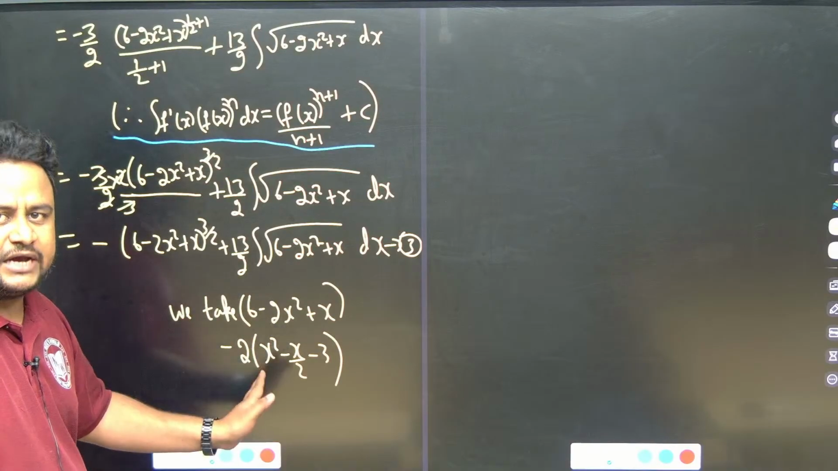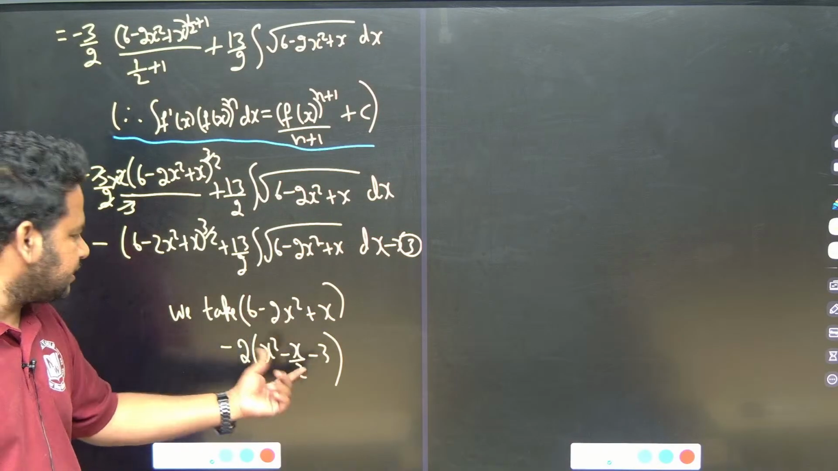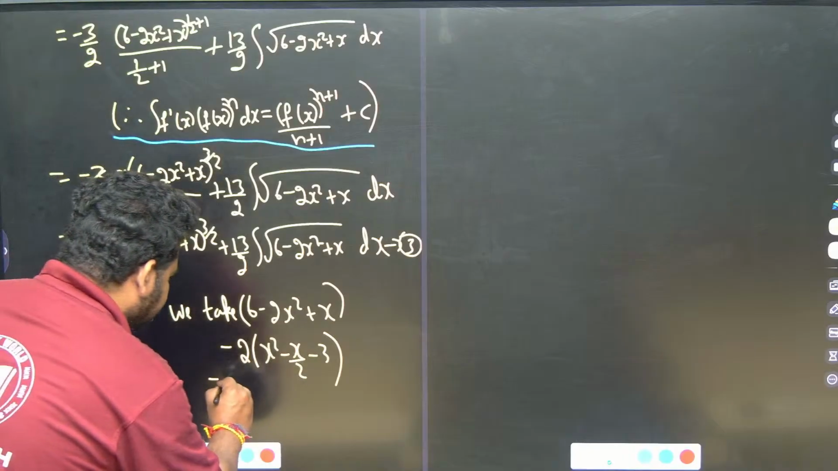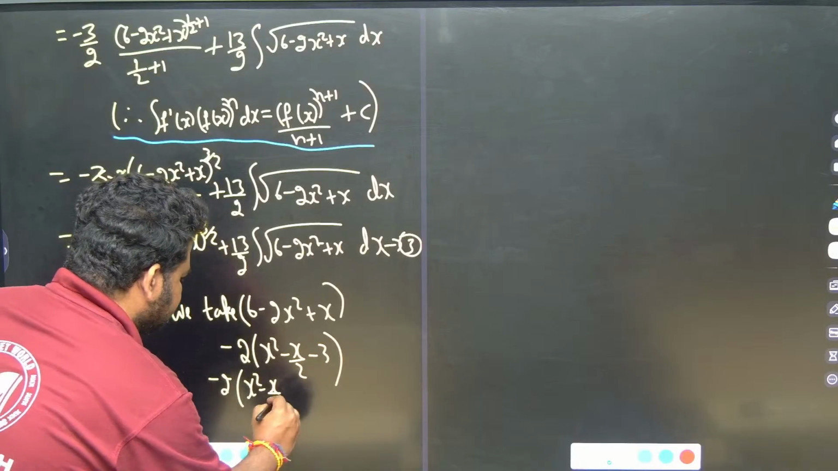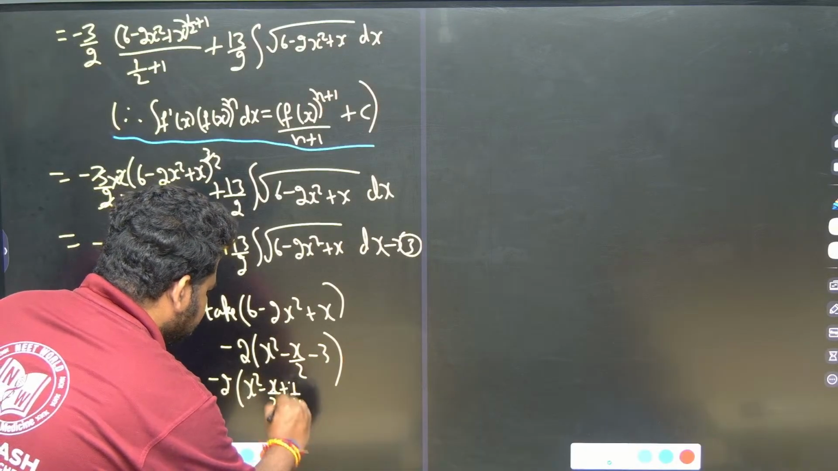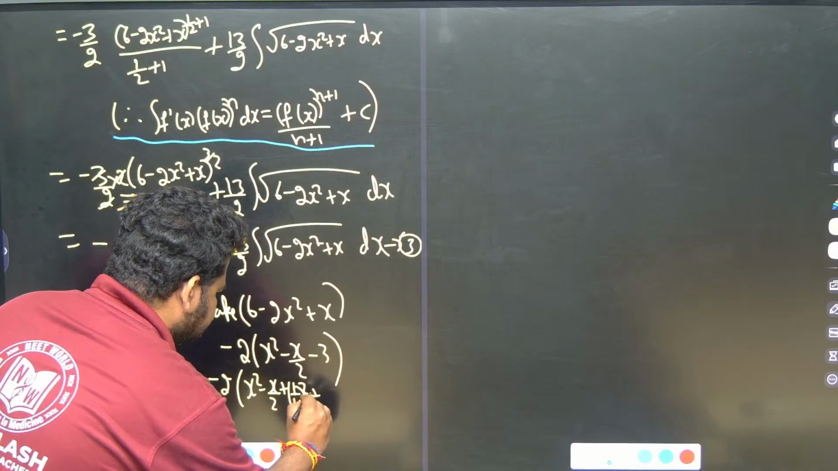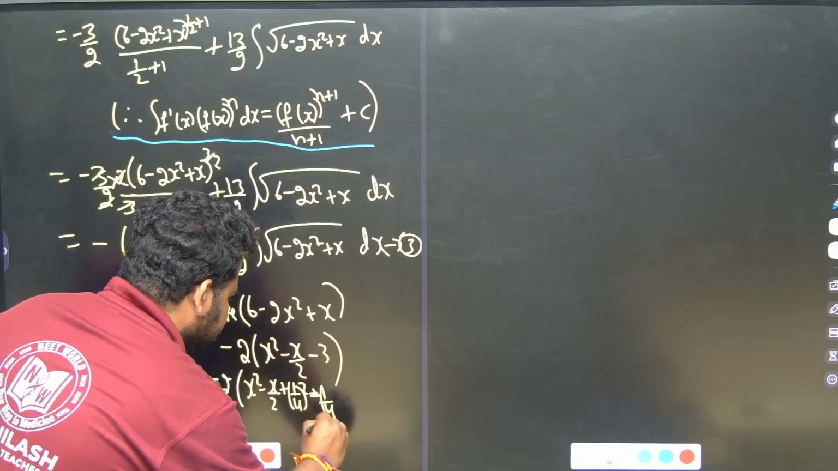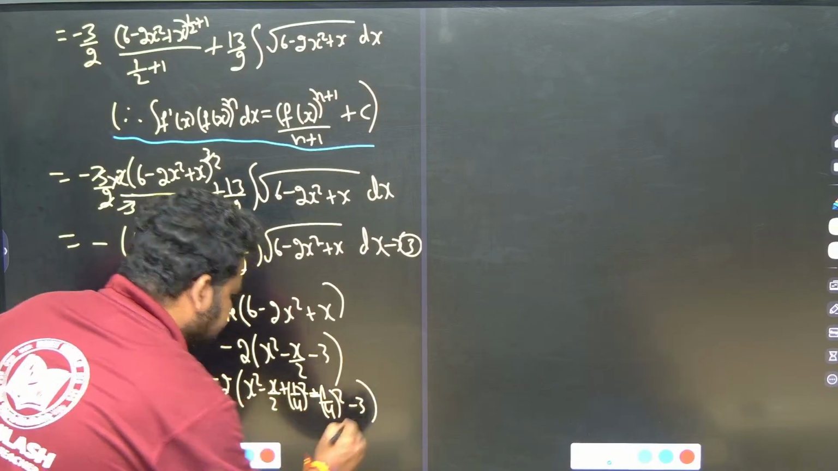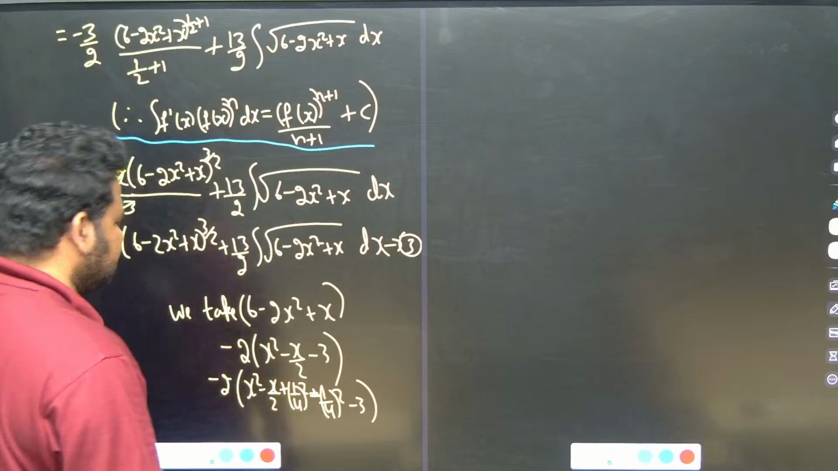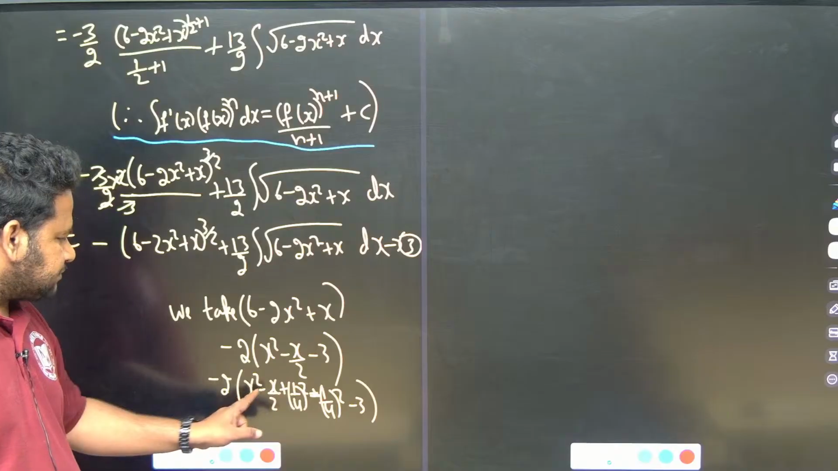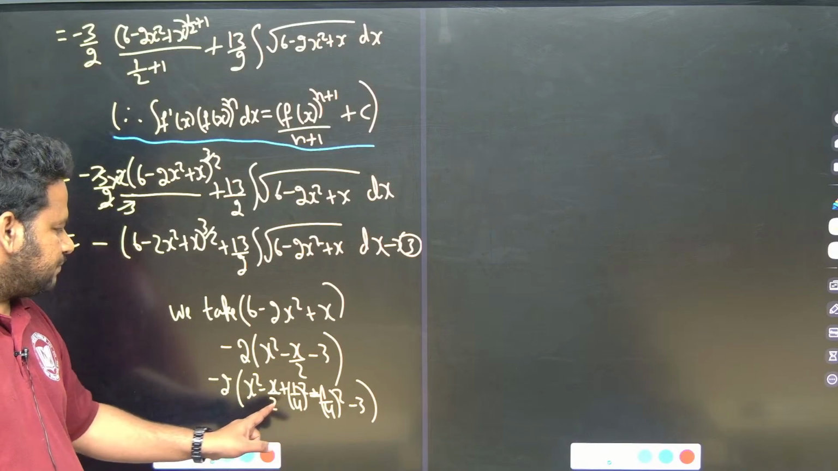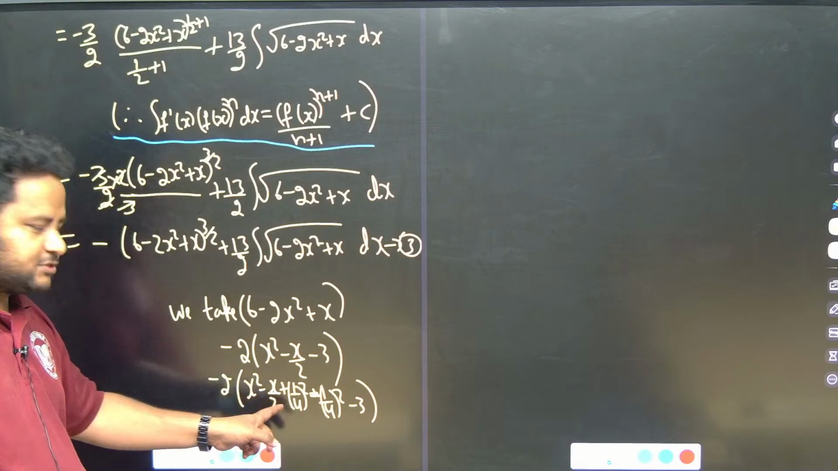That 1 by 4 I should square and add it and also subtract it with this one. So this will become minus 2 into x square minus x by 2 plus 1 by 4 whole square, plus this will be minus 1 by 4 whole square, minus 3. This is what I'll have. Now here x square minus x by 2 will become x minus 1 by 4 whole square.